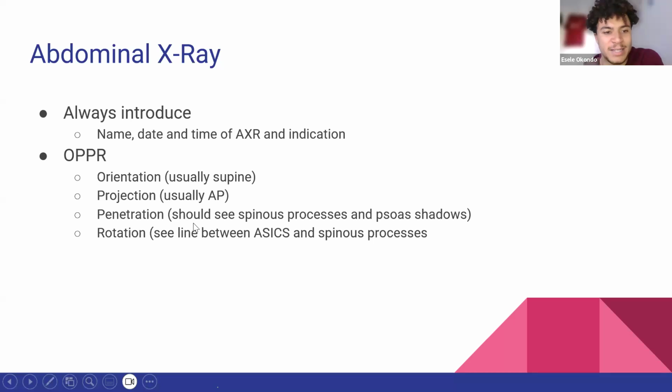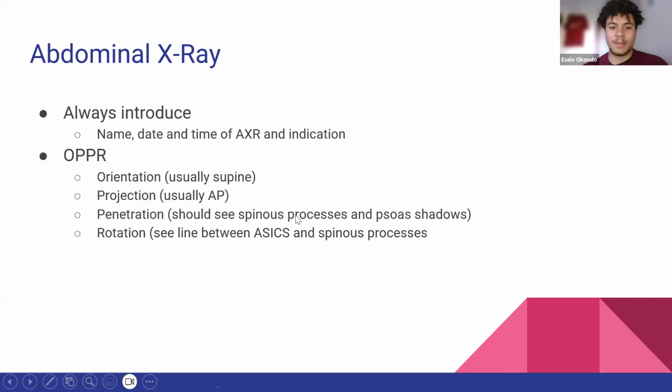So abdominal x-ray, same concept, always introduce some of your technical aspects. Orientation is usually supine and projection is usually AP. So the patient is usually lying flat on their back while the x-ray is taken. However, you can do an erect abdominal x-ray, so standing up, if you're looking for free intraperitoneal air, so you're looking for pneumoperitoneum, for example. Like I said, your projection is usually AP.